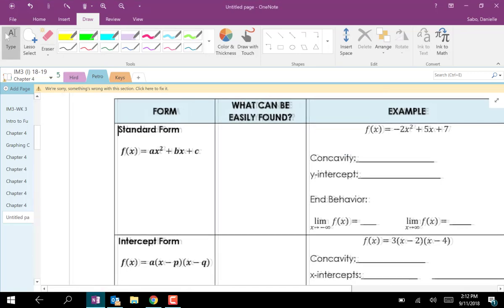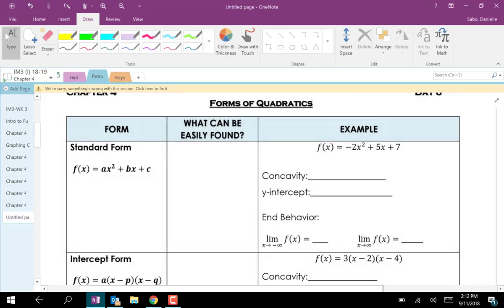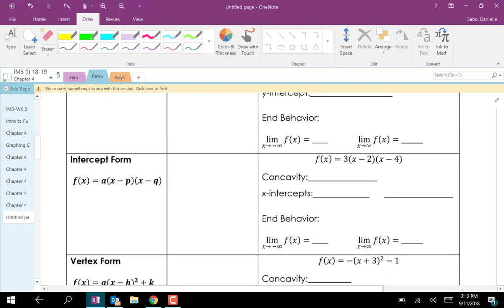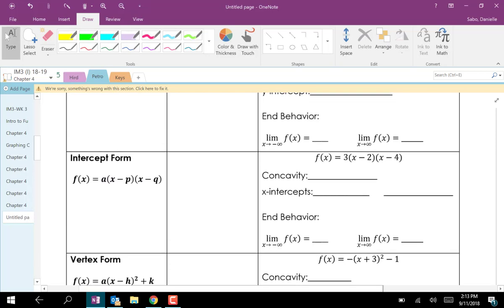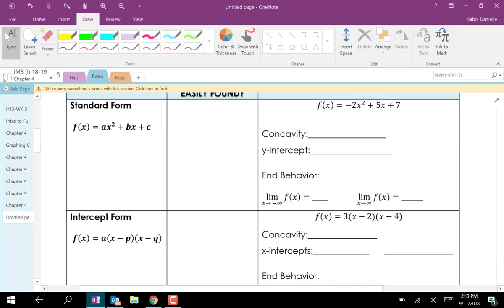Okay, so listen up. We already talked about vertex form a lot. You guys have been working with this pretty much the whole entire chapter so far. But there are two other forms. We have standard form and we have intercept form. So when we have standard form, intercept form, and vertex form, there's always one thing that you can absolutely find, and it's very unique to that form.